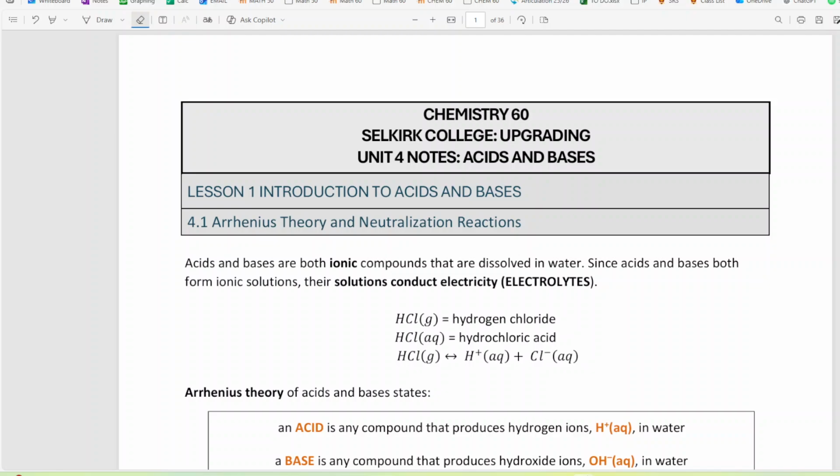All right, Unit 4. We're on to the second half of the course. So, this unit is on acids and bases. And this first lesson is just going to be an introduction to acids and bases, starting with 4.1, which is going to be the Arrhenius theory and neutralization reactions.